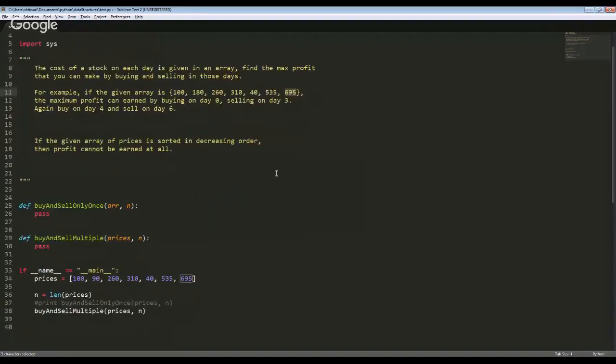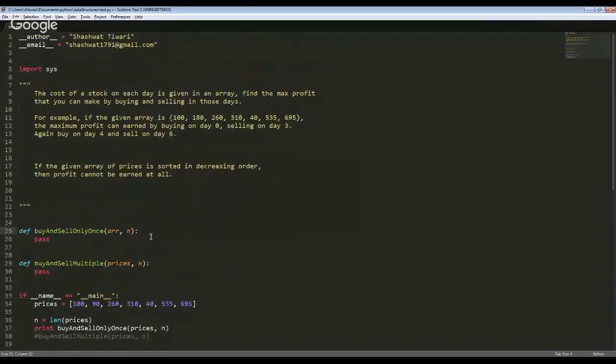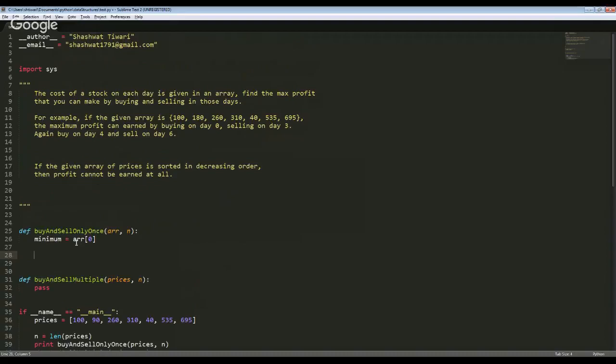So we'll first try and implement the scenario wherein we are asked to buy and sell the stock only once. So let's start. The idea here is to find the max difference in linear time. Let's say we store minimum as the current element, which is array of 0 for now, and then we can have max diff, which is set to the minimum at the start.